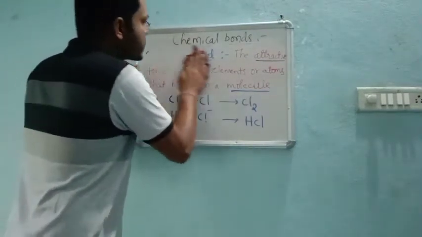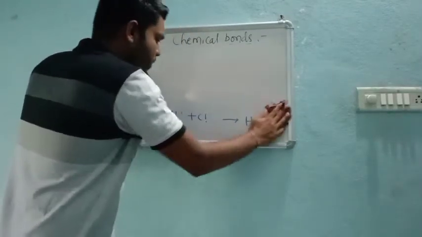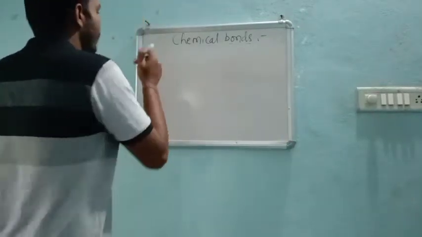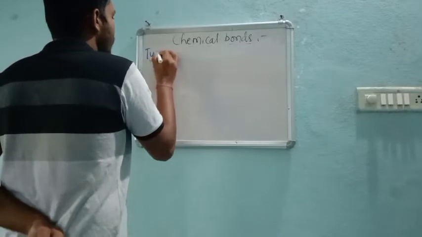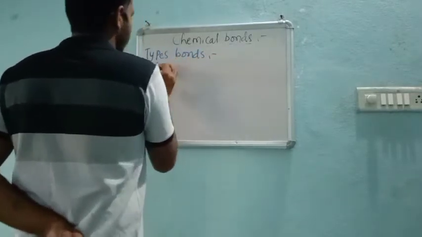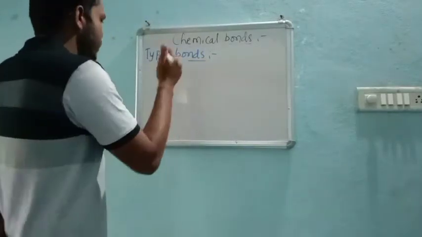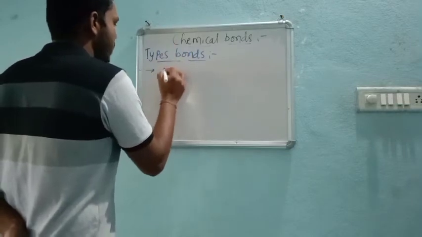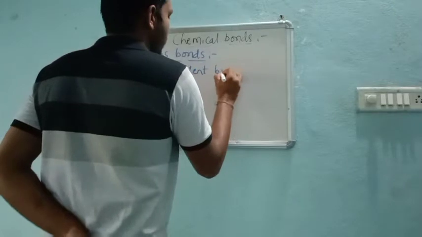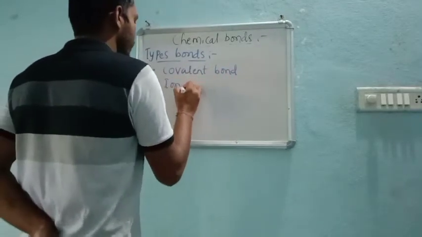So now we will see the types, which are very important. The types of bonds: we see many types of bonds, but in today's session we will see two types of bonds. Those are the covalent bond and one more, the ionic bond.